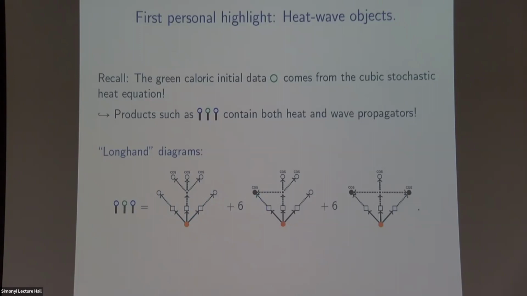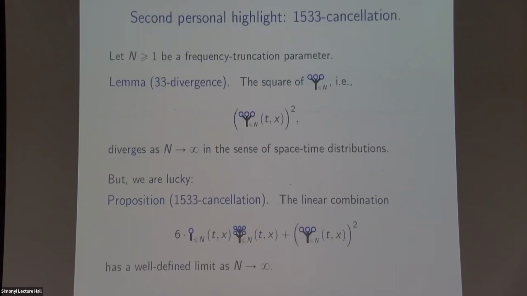So resonances. Okay, so last slide that I'll discuss here, my second highlight. This is what we call the 1533 cancellation. And it is something that even today I find somewhat mysterious. So let N be a large frequency truncation parameter, and let's truncate everything to frequency N. Okay, so a little bit like the lattice regularization that we discussed before. So then I can look at the square of this cubic object right here. And remember, this has regularity just a tiny bit below 0. So you might be worried about whether or not it can define the square. It may be defined, it may not be, right? Especially if you look at space.